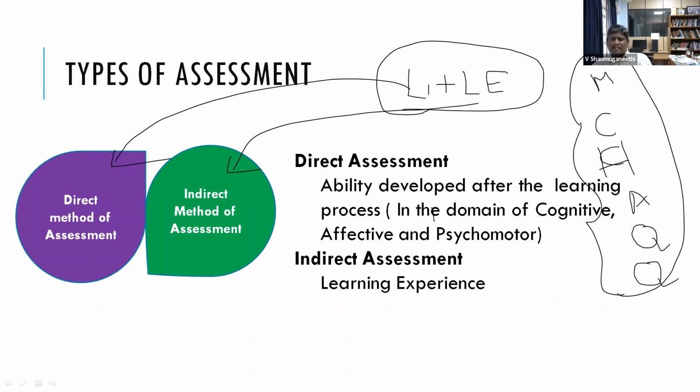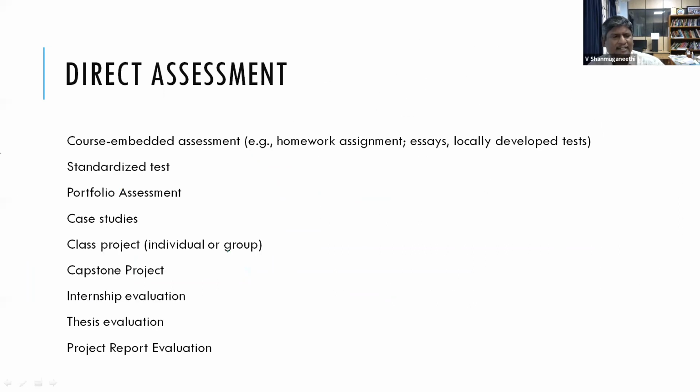So whenever you want to share any experience, you are doing the survey. That is nothing but indirect assessment. So learning engagement can be assessed by indirect assessment. Learning content, learning activity, or whatever the learning component, can be assessed through direct assessment. So what are the different methods of direct assessment?